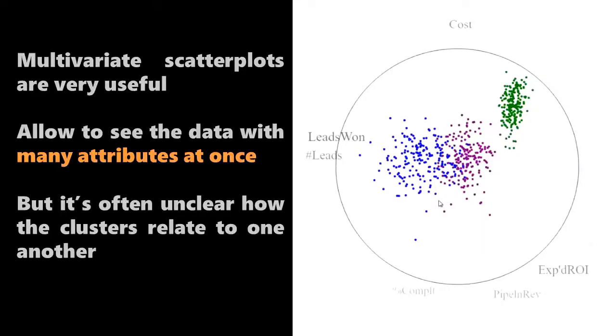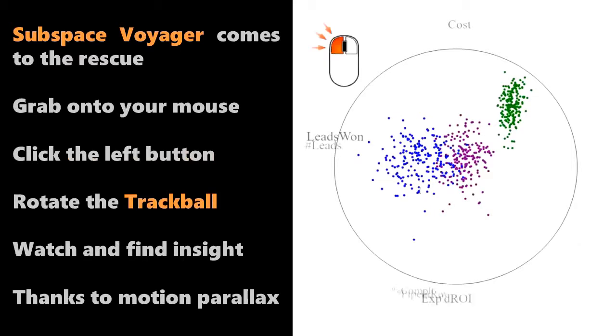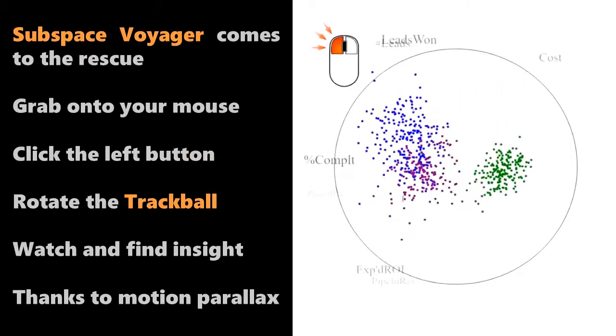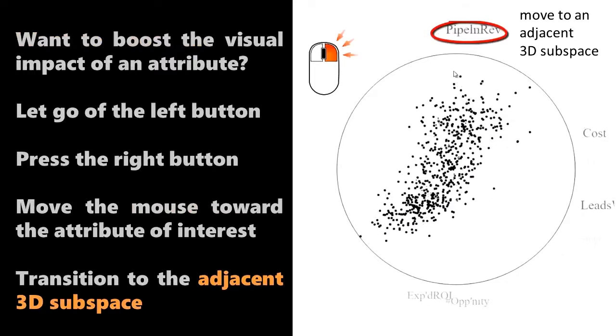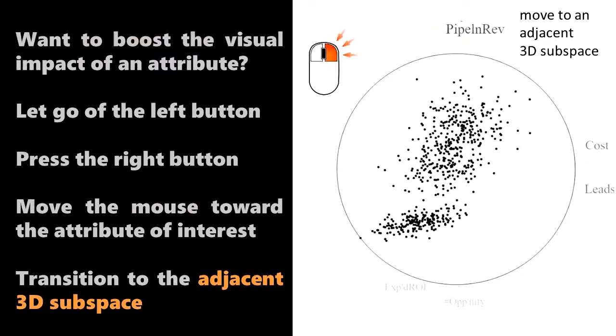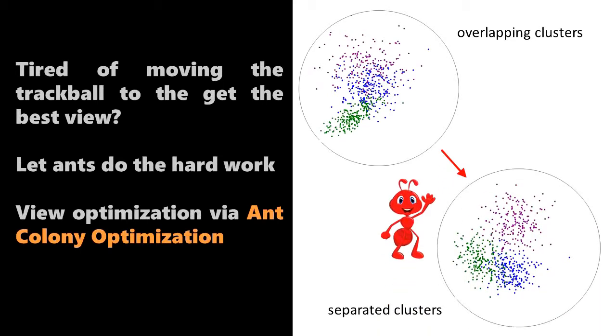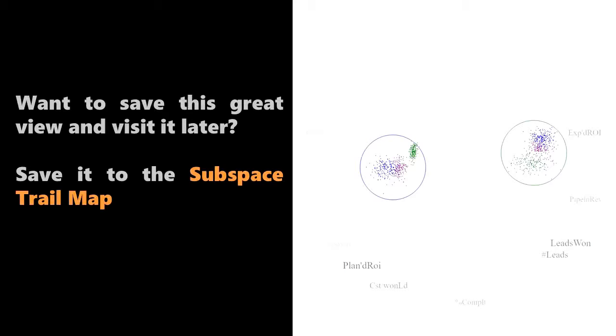Cluster relationships are hard to discern in multivariate scatter plots. The Subspace Voyager solves this problem. It puts data inside a trackball which you can rotate, or jump to an adjacent subspace to start another round of inspection. Further, it uses the ant colony algorithm to optimize a view for you, and allows you to save any insightful view for revisiting later.